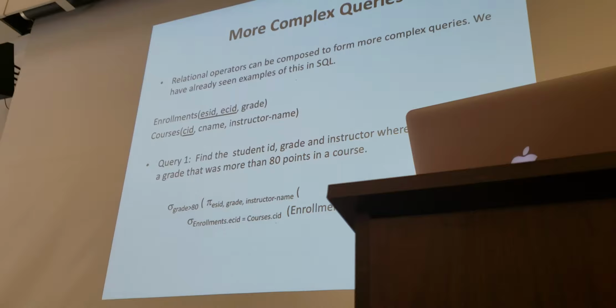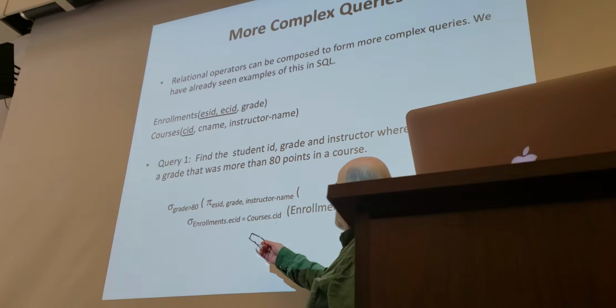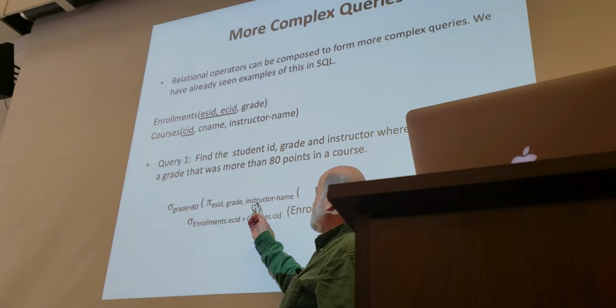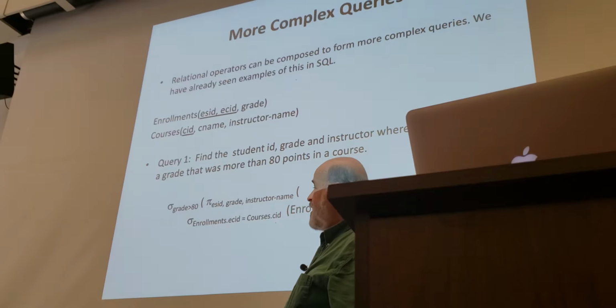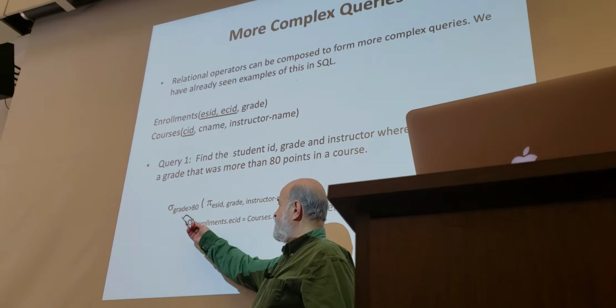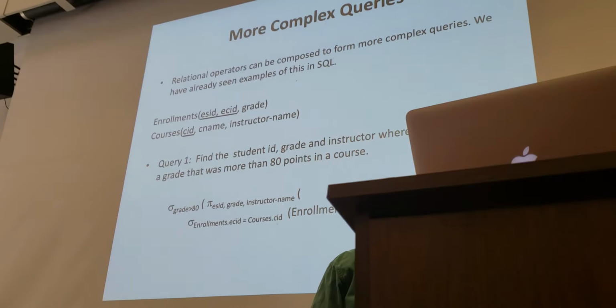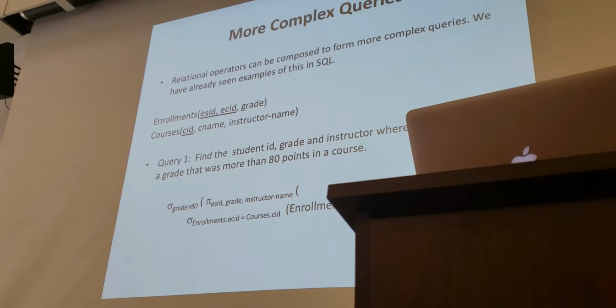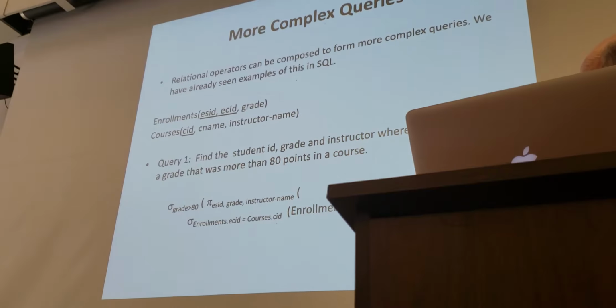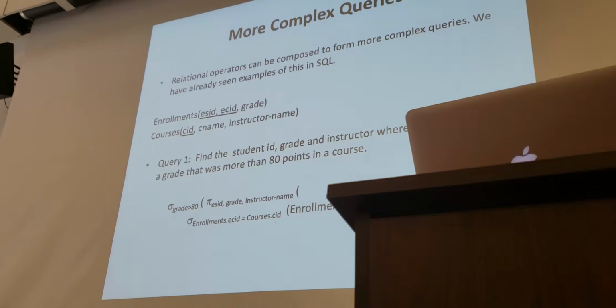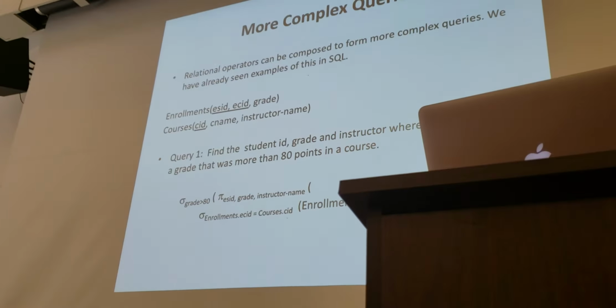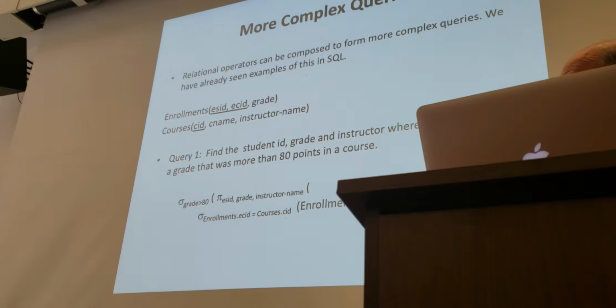So the enrollments' CID has to equal the course's CID. And now on top of that, I only want to go ahead and take some of the attributes. I only want the ESID, grade, and instructor name. And now I kept the grade around. I only want to do a sigma where the grade is greater than 80. This is going to correspond to that. The sigma that I've got over there inside basically says I want to find matching courses, matching enrollment in courses, like a join.